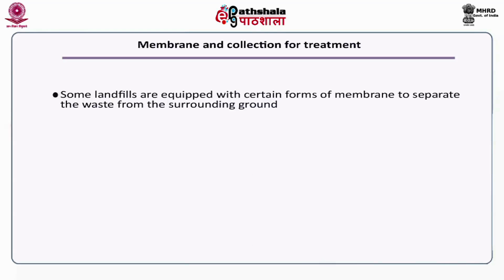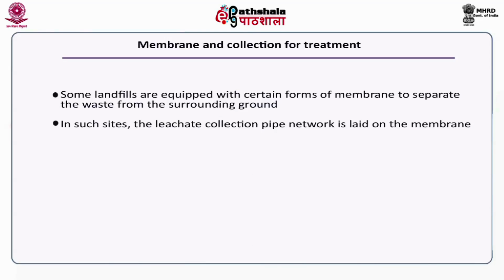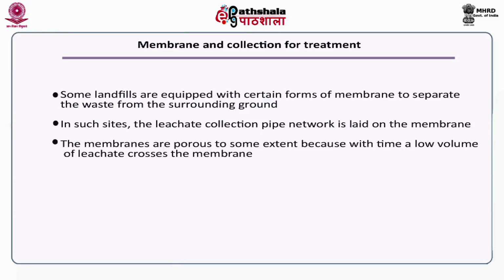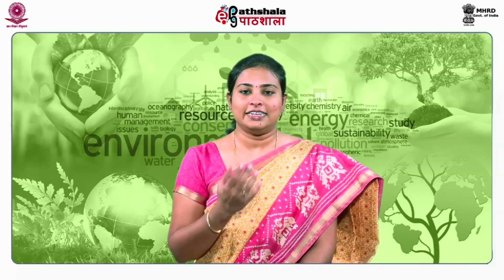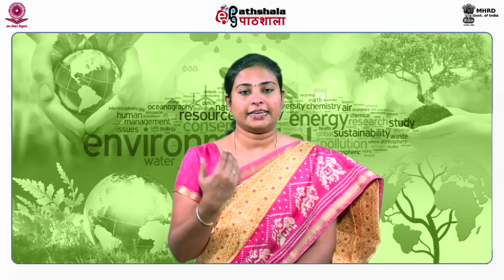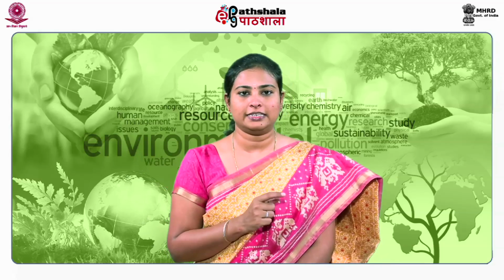This is used to separate the waste from the surrounding ground. In such sites, the leachate collection pipe network is laid on this membrane. The membranes are usually porous to some extent, because with time a low volume of leachate crosses the membrane. That means the solid materials present in the leachate will slowly keep blocking the pores in the membrane. Now, the leachate that is collected can be re-injected back into the waste material.